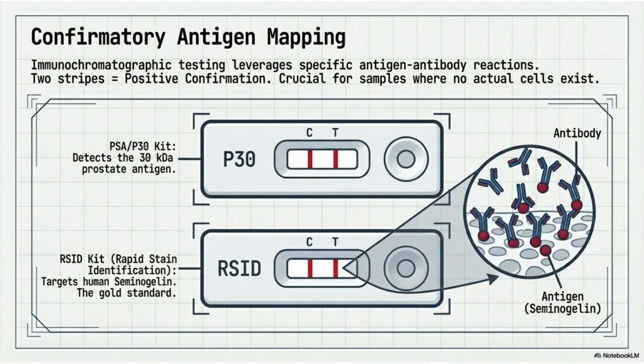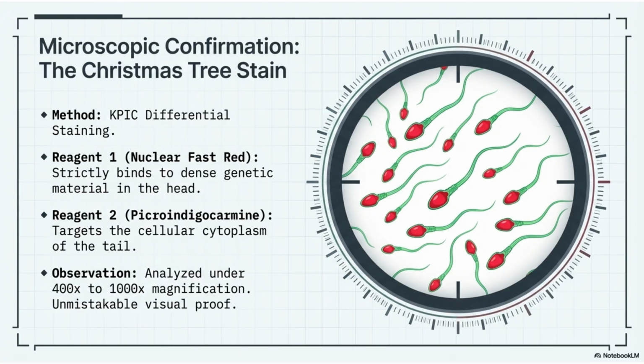Confirmatory antigen mapping uses immunochromatographic testing. Kits like P30 target PSA and RSID targets human seminogelin. 2 stripes indicate a positive confirmation, even in the absence of cells.